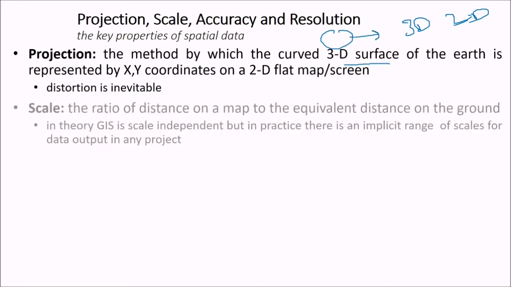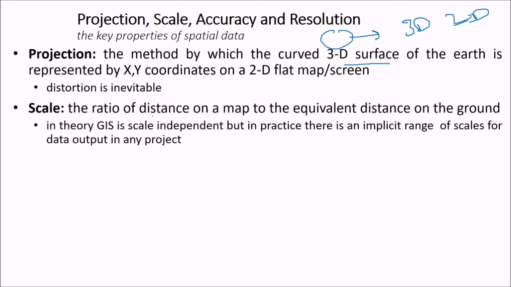So distortion will be there. It is inevitable. What about the scale? The ratio of the distance on a map to the equivalent distance on the ground. It can be very high. In the theory of GIS, which is scale independent, but in practice there is an implicit range of scales for data output in any project.